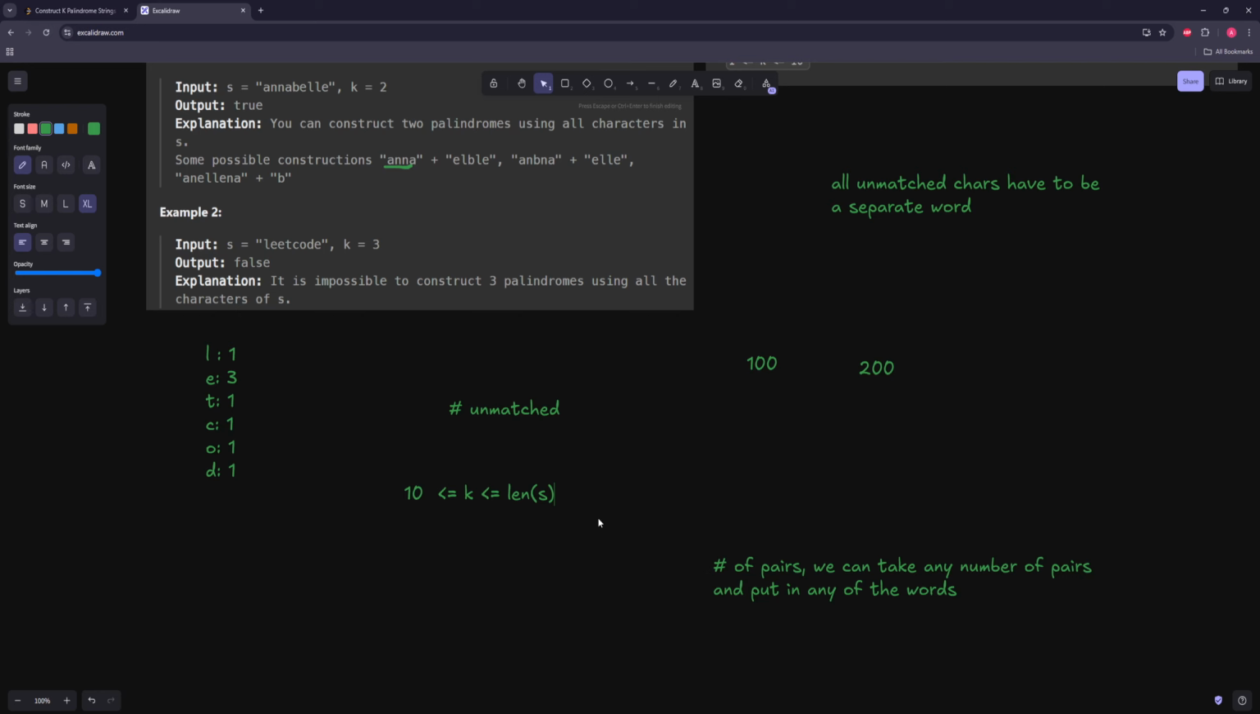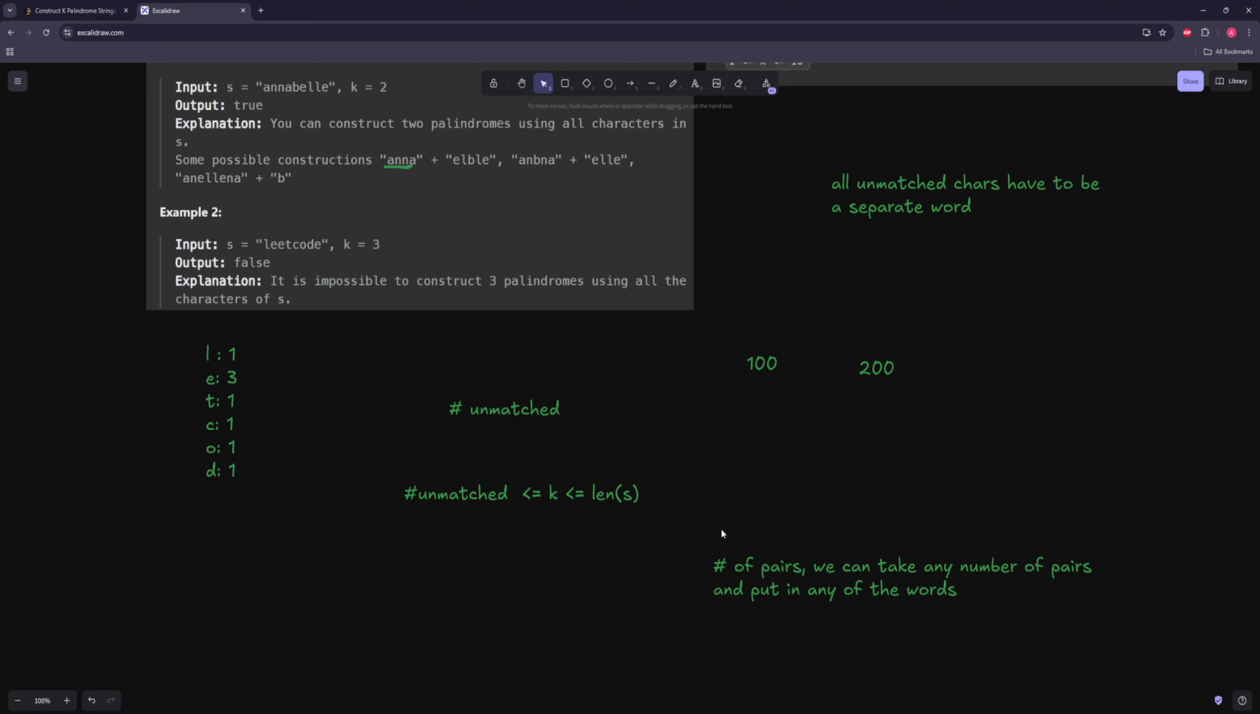And so now that we know that equation, we can basically just say, okay, well, number unmatched. Now all we have to do is just go through the word, get a count, figure out how many unmatched characters are there, and make sure k is in between this thing, and then we're done. So kind of hard to figure this out.